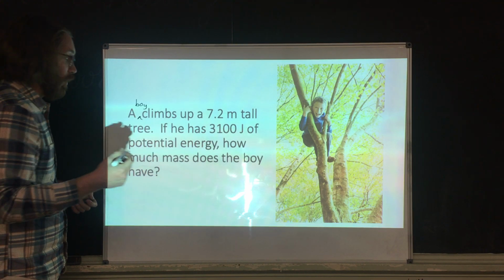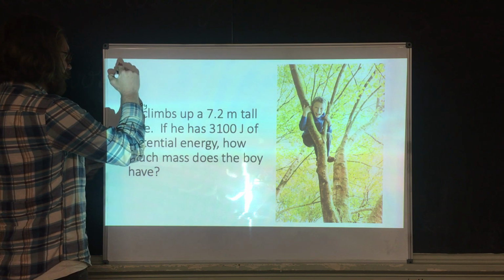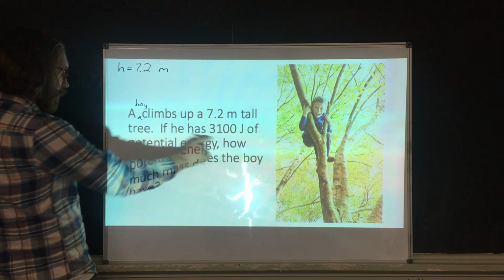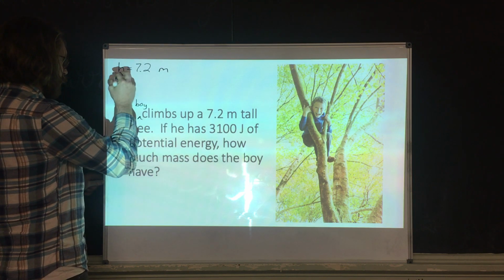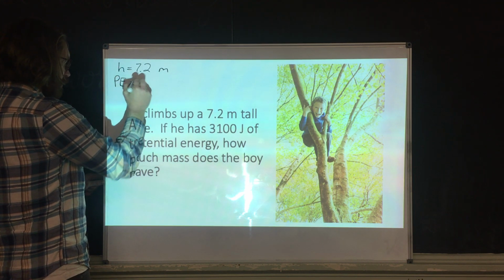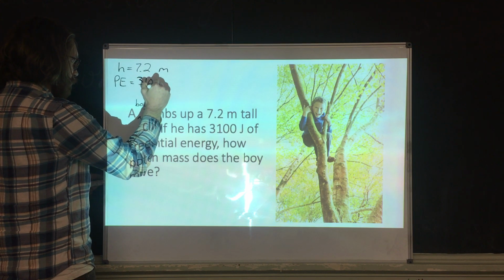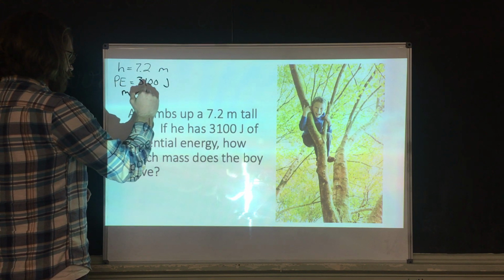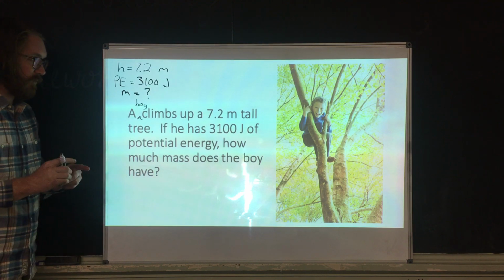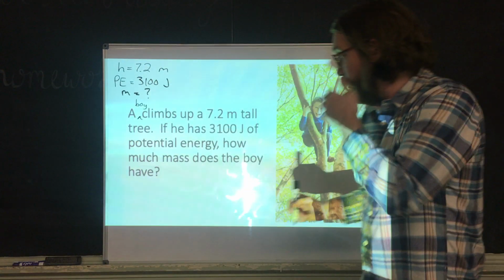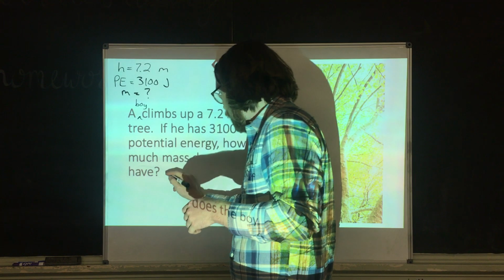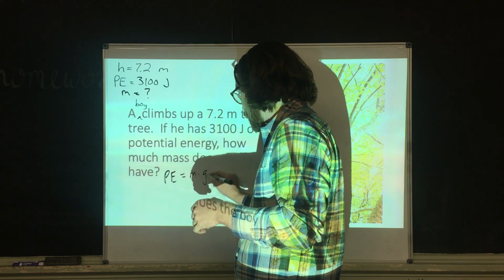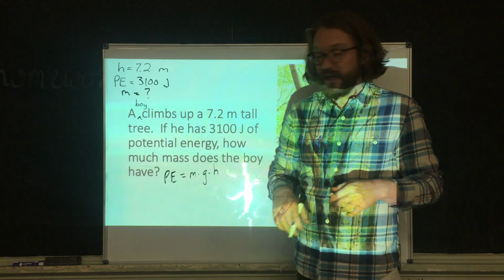Well, let's fill in what we know. We know the height of this tree is 7.2 meters, and we know how much potential energy he has. So we know his potential energy is equal to 3,100 joules. We want to find out how much mass the boy has. This is actually pretty straightforward. We know the potential energy due to gravity is equal to mass times little g times the height.